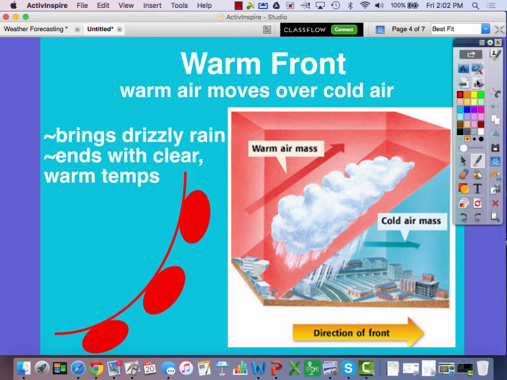That warm air mass comes up and over the cold air, and it pushes that cold air forward and out of the way. When the cold air and the warm air touch, you get drizzly rain. But once that cold air moves out, you're left with warm air and warmer temperatures. If we look at our weather map symbol, behind the symbol here, that's where we have our warm arrows. These are like arrows again, not quite as pointy as with the cold front, but they are pointing in the direction that the warm air is going.